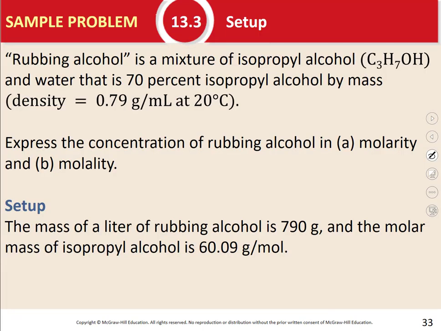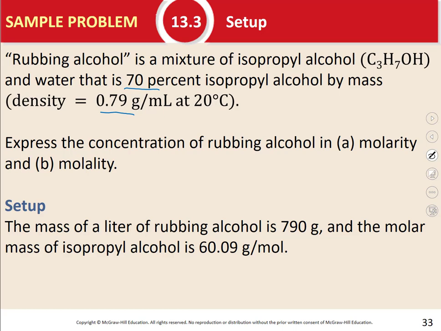So let's compare going from one concentration unit to another. In this problem, we're given the concentration in percent by mass, and we want to take this percent by mass and convert it to both molarity and molality. The information given is that it is 70% by mass isopropyl alcohol. So what's the other 30%? Water, yep. And it has a density of 0.79 grams per milliliter at 20 degrees Celsius. So we're asked to express this in units of molarity and molality.